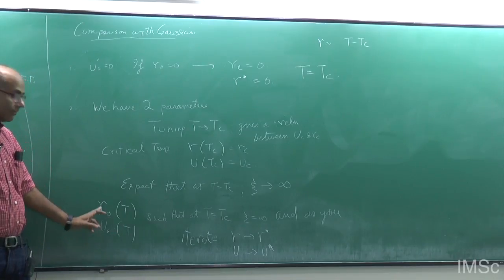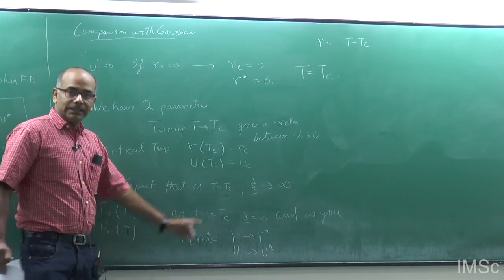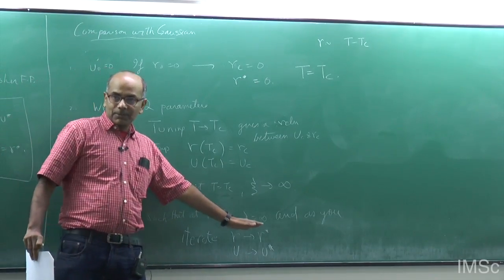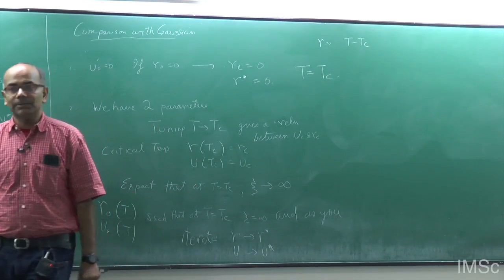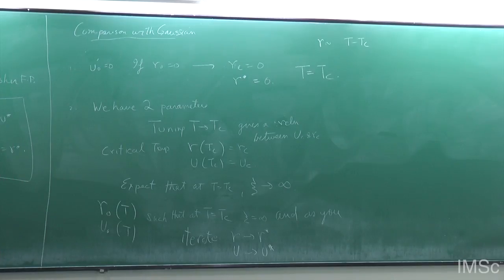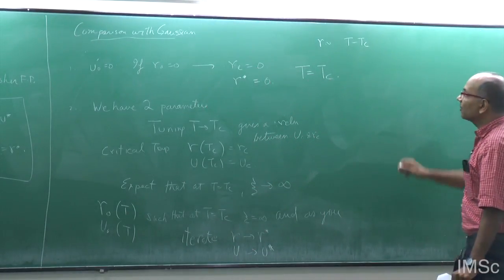So this has some particular value for a given Tc. Then as you iterate the RG, this will flow towards a fixed point, and all along that trajectory C will be infinite. Okay. We'll show this in a minute in some detail, but I hope you understand what I'm saying.